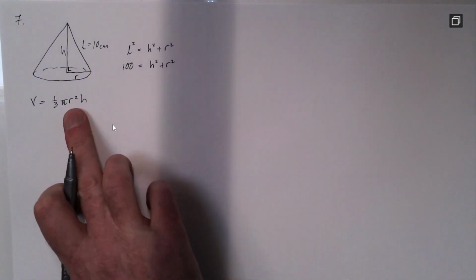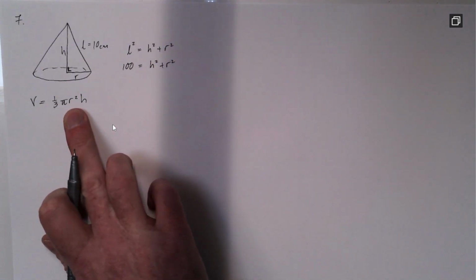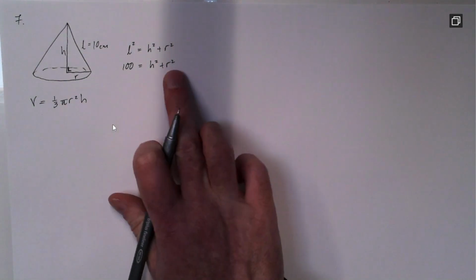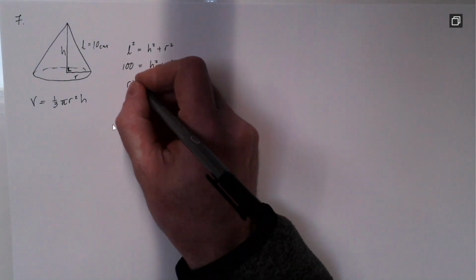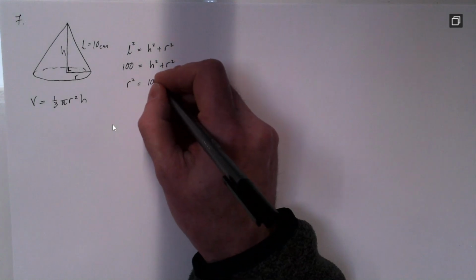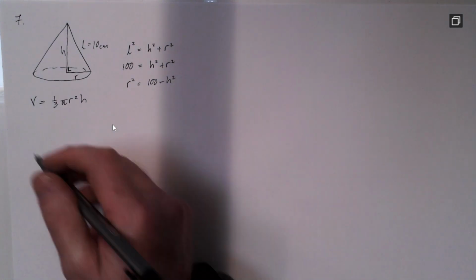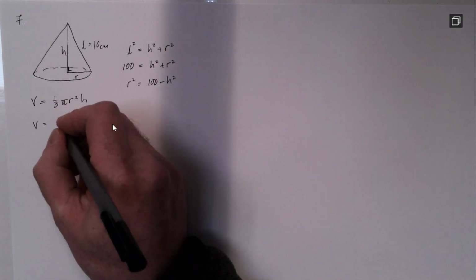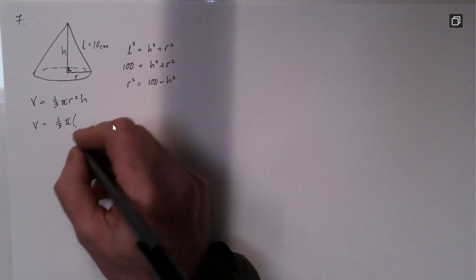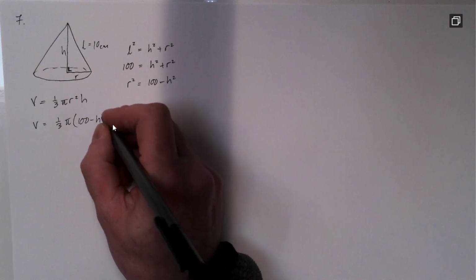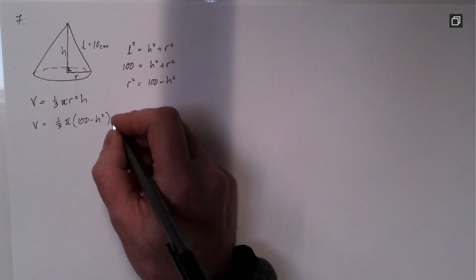It's easier to solve for r squared, so r squared equals 100 minus h squared. Substituting in for r squared, V equals one third pi times (100 minus h squared) times h.